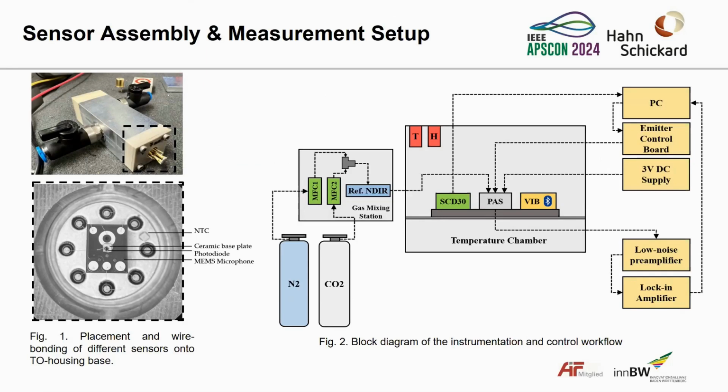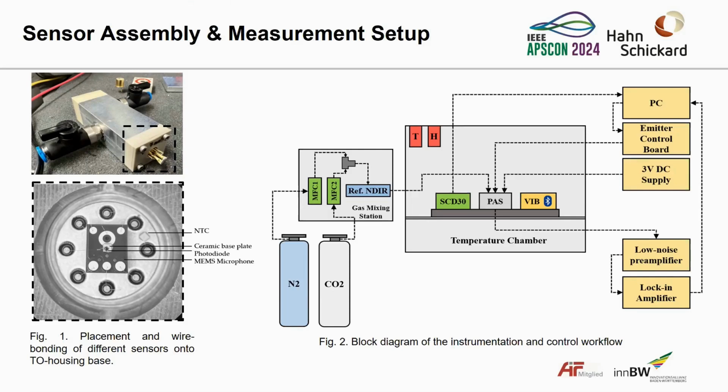So for the sensor assembly, it is like the last slide which I showed you. On the left side, we have the photoacoustic sensor unit. And then we have this TO housing containing an NTC, ceramic base plate, photodiode and a MEMS microphone, which is essentially sealed inside 100% carbon dioxide. On the right side, you see the block diagram of the instrumentation and control workflow.